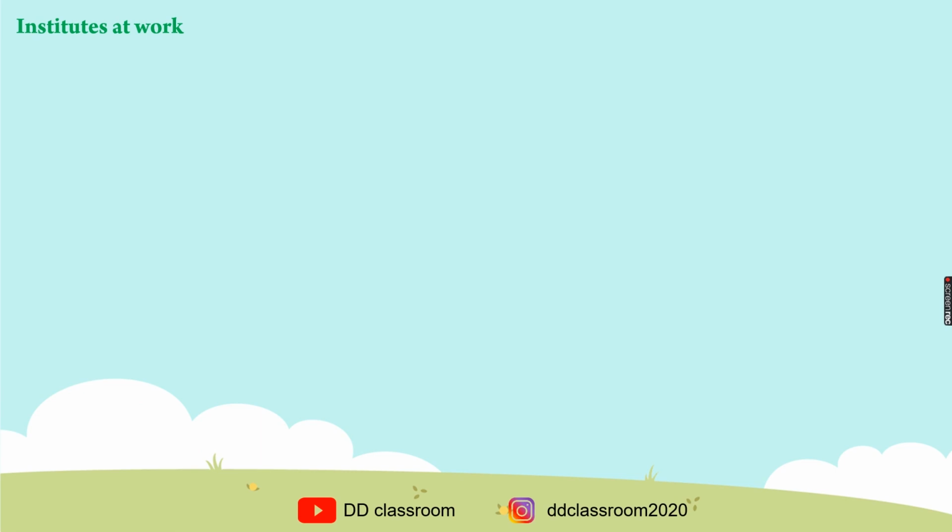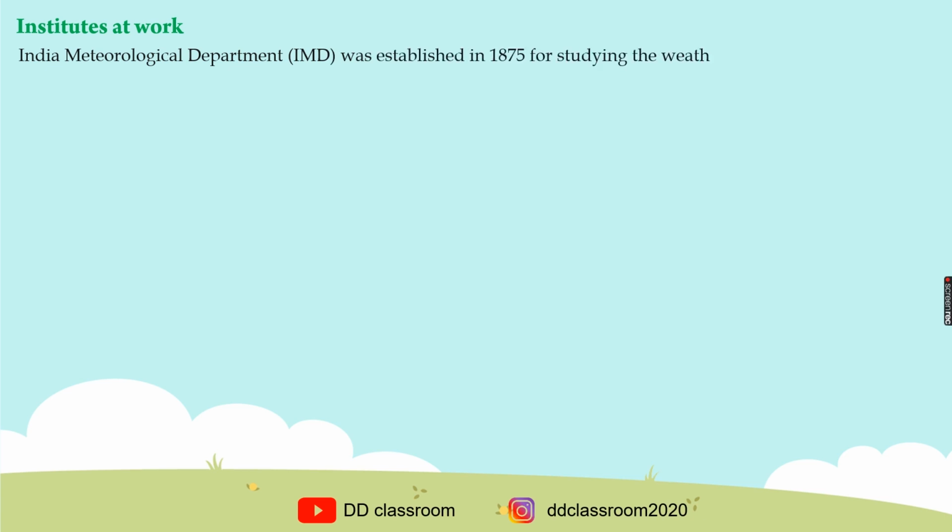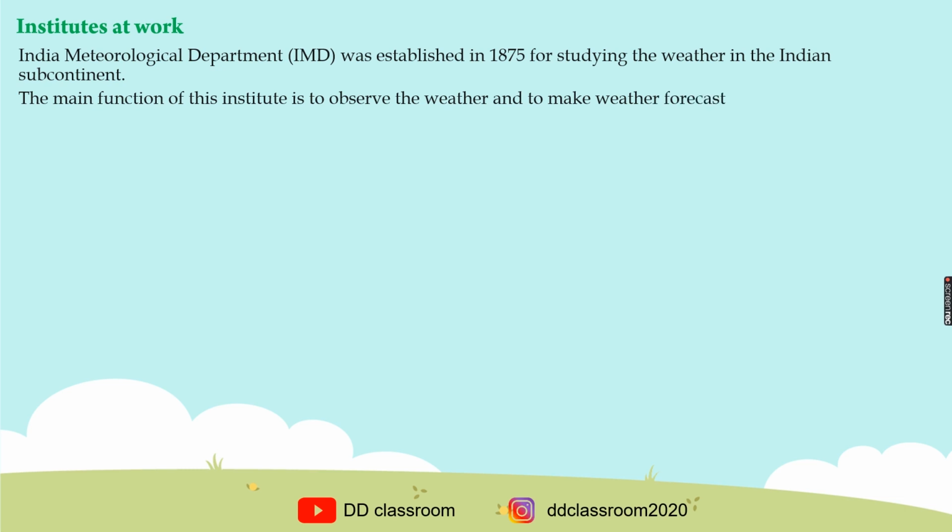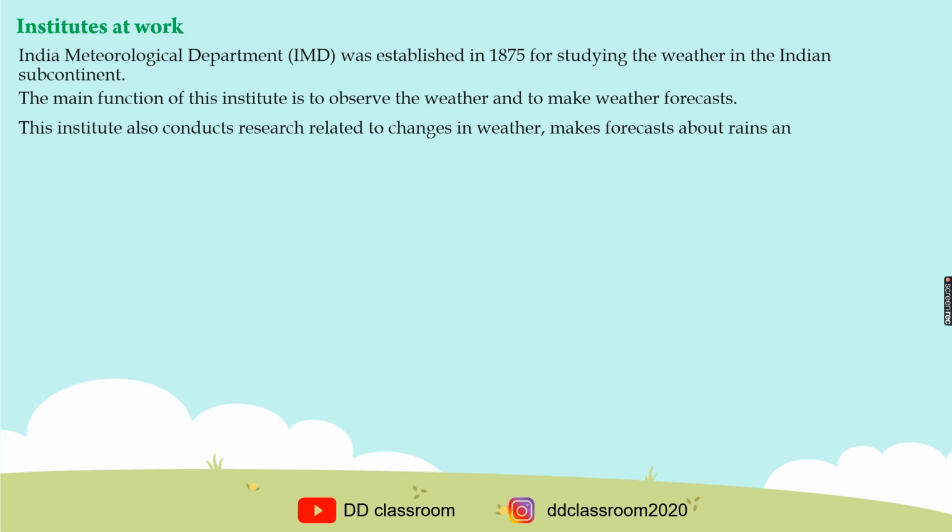Institutes at work. India Meteorological Department, IMD, was established in 1875 for studying the weather in the Indian subcontinent. The main function of this institute is to observe the weather and to make weather forecasts. This institute also conducts research related to changes in weather, makes forecasts about rains and studies the developments related to global warming.